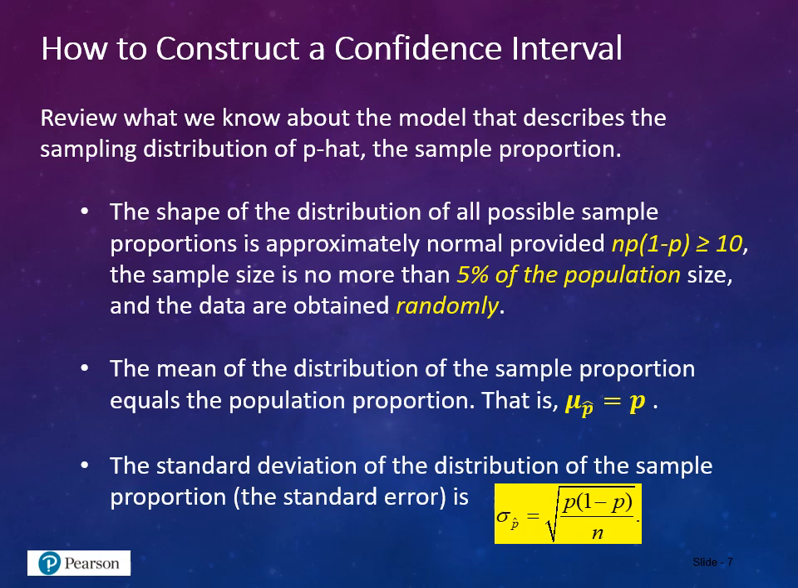So that's the first check. Do we have a sample size that's not bigger than 5% of the population, and do we collect data randomly so that nothing's been set up? The mean of the distribution of the sample proportion equals the population proportion. That is that mu sub p hat is equal to p. And the standard deviation of the distribution of the sample proportion, the standard error, is sigma sub p hat equal to the square root of p times the quantity of 1 minus p all over n.